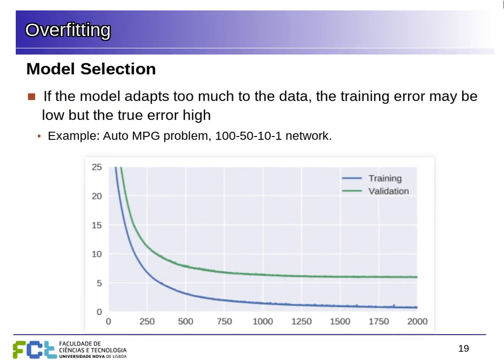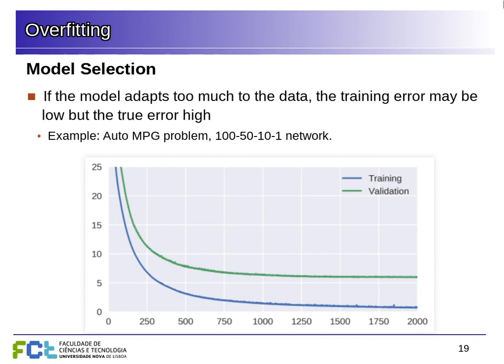So, model selection: we need to see if the model is adapting too much to the data, and in that case we can have a low training error but a relatively high validation error. So this is an example of solving the miles per gallon problem using this network with 150, 10, and 1 neurons on these layers. And we have a training error here. This is the mean square error. And we have the validation error here in green.